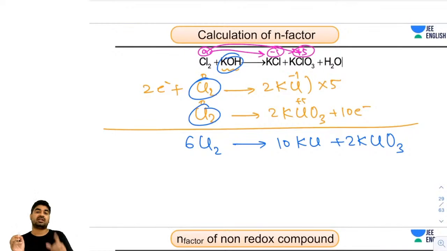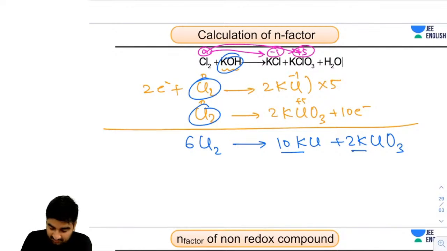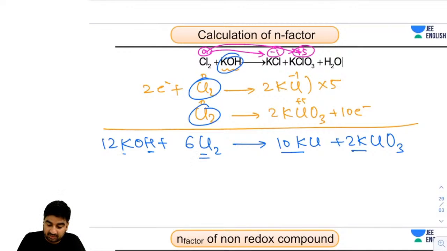Again here KOH is that species which is neither being oxidized nor being reduced. So now I have to balance this as well. So what should be the coefficient of KOH here? Yes guys, can any of you tell me? So just count the K. There are 12 K. So I will write 12 KOH. So now chlorine and K are balanced. Now only hydrogen and oxygen are left.